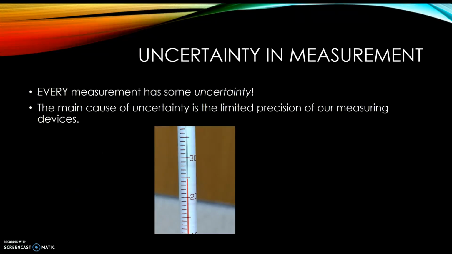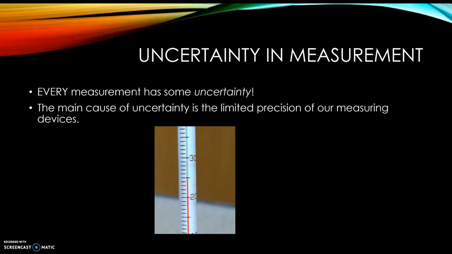All right, so uncertainty and measurement. Here's the deal, guys. Every measurement has some uncertainty. So this is the thermometer that I showed you guys in class, and this is a Celsius scale, and I could read to essentially the tenth of a degree Celsius, which is pretty good.